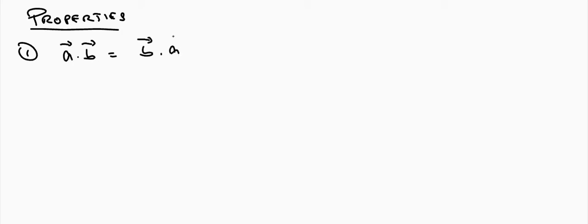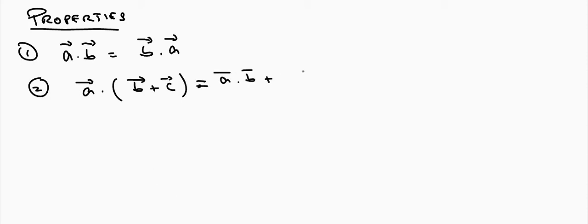Now let us discuss some properties of the dot product. Number one, scalar dot product is commutative. This is A vector dot B vector is equal to B vector dot A vector. Number two, A vector dot (B plus C) is equal to A vector dot B vector plus A vector dot C vector.